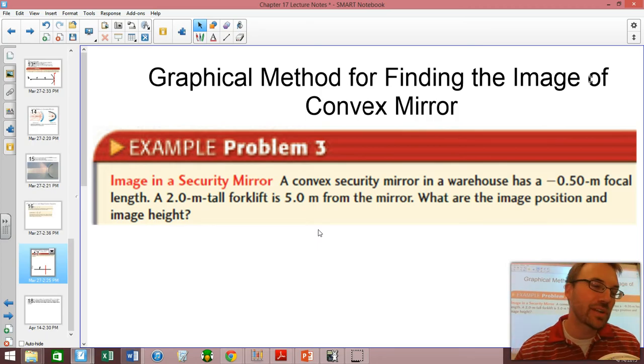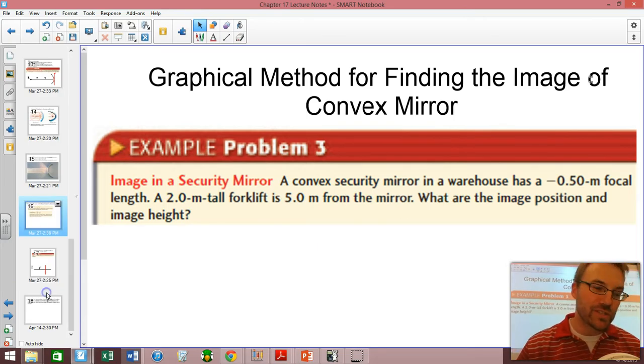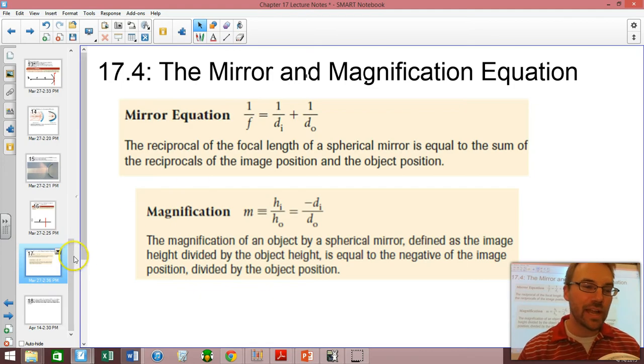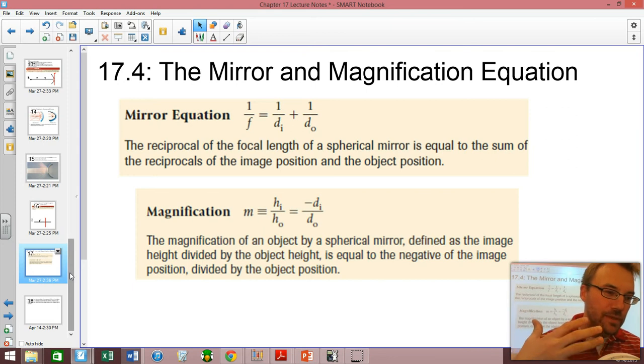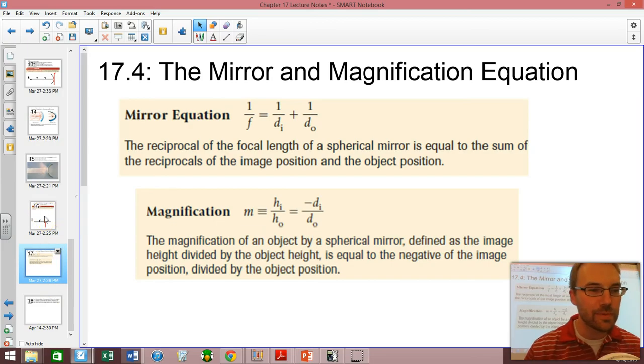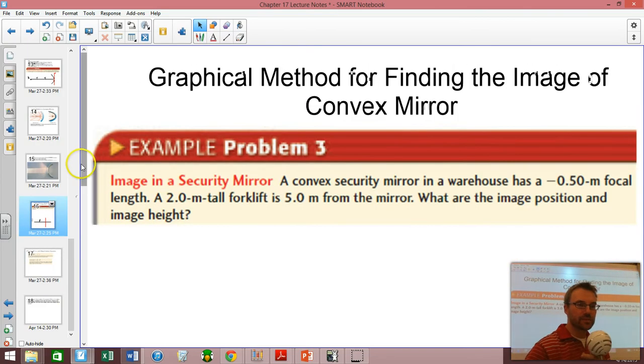Hello, ladies and gentlemen, I've got a couple of examples. We're going to learn a couple of new equations right here, and we're going to apply them to a couple of physics problems. It supplements the ray tracings that we did in the last section. There are 2 examples: one deals with a convex mirror, and one deals with a concave mirror. So here's our first example.